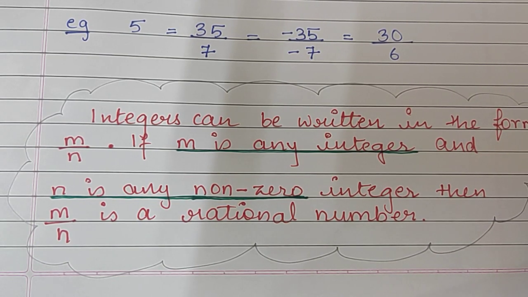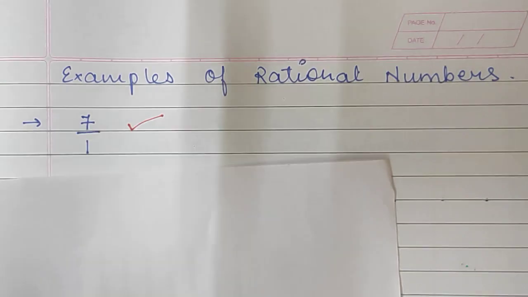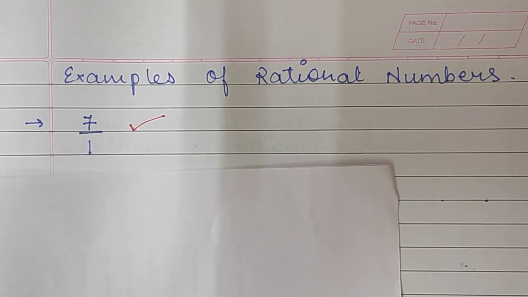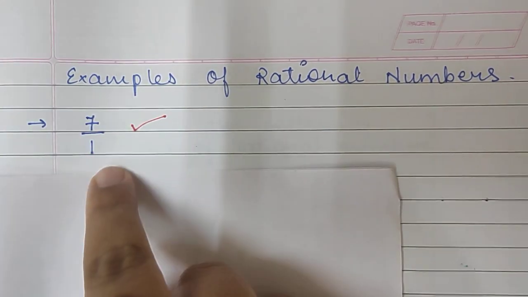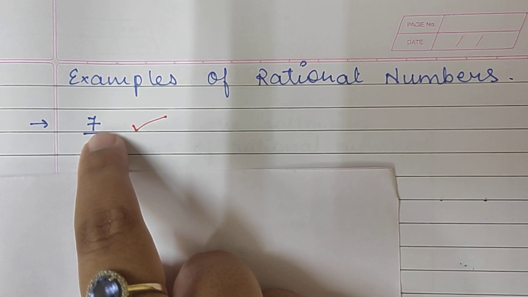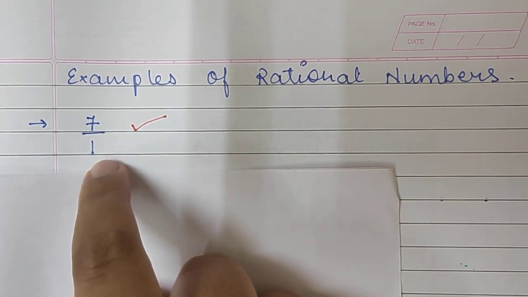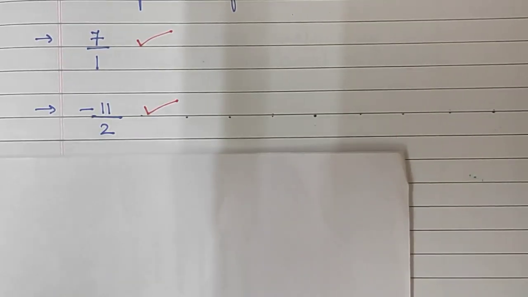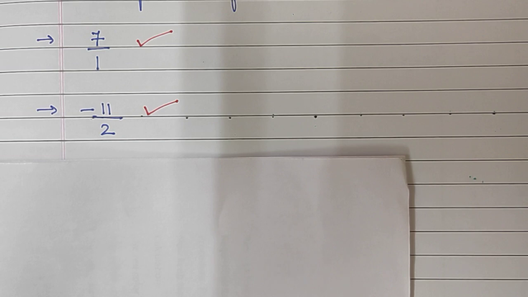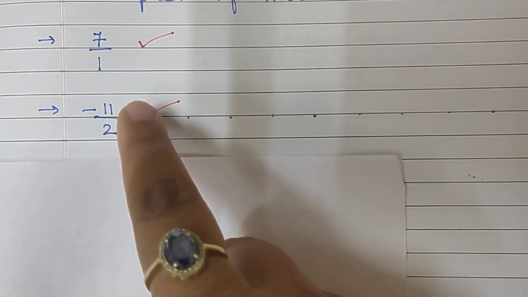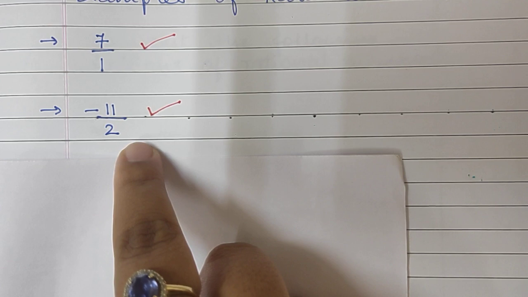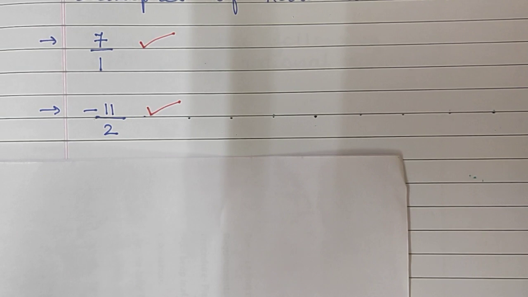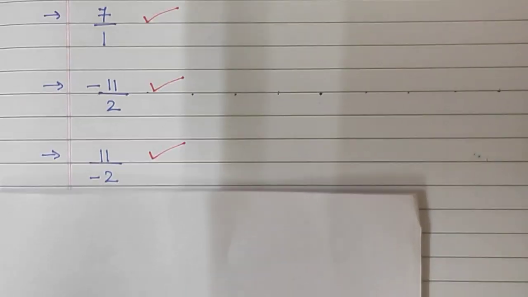Now let's check some examples of rational numbers. Here are some examples. 7 upon 1 is in the form of m upon n. Is m an integer? Yes. Is n a non-zero integer? Again yes. So it's a rational number. Next, minus 11 upon 2. Let's check. Both are integers? Yes. Is there any 0 here? No. So this is also a rational number.